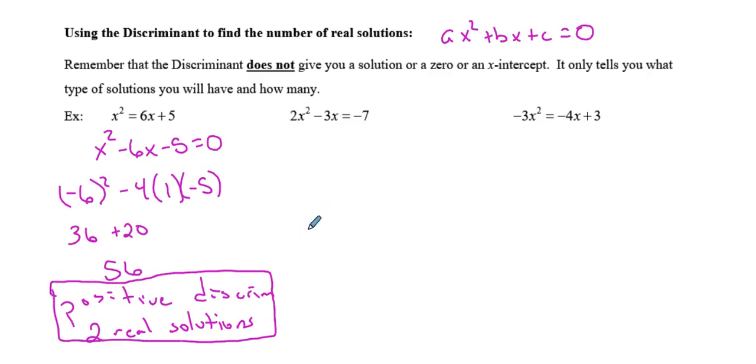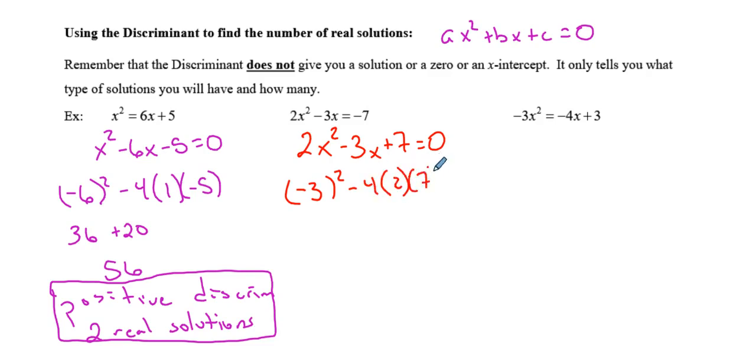Okay, so let's just try one more here. And again, this has to be equal to 0. So let's set it equal to 0 and say 2x squared minus 3x plus 7 equals 0. Then we'll set it up here. Negative 3 squared minus 4 times 2 times 7. And we'll get 9 minus, that's 8 times 7, which is 56. So 9 minus 56 gives me a negative 47.